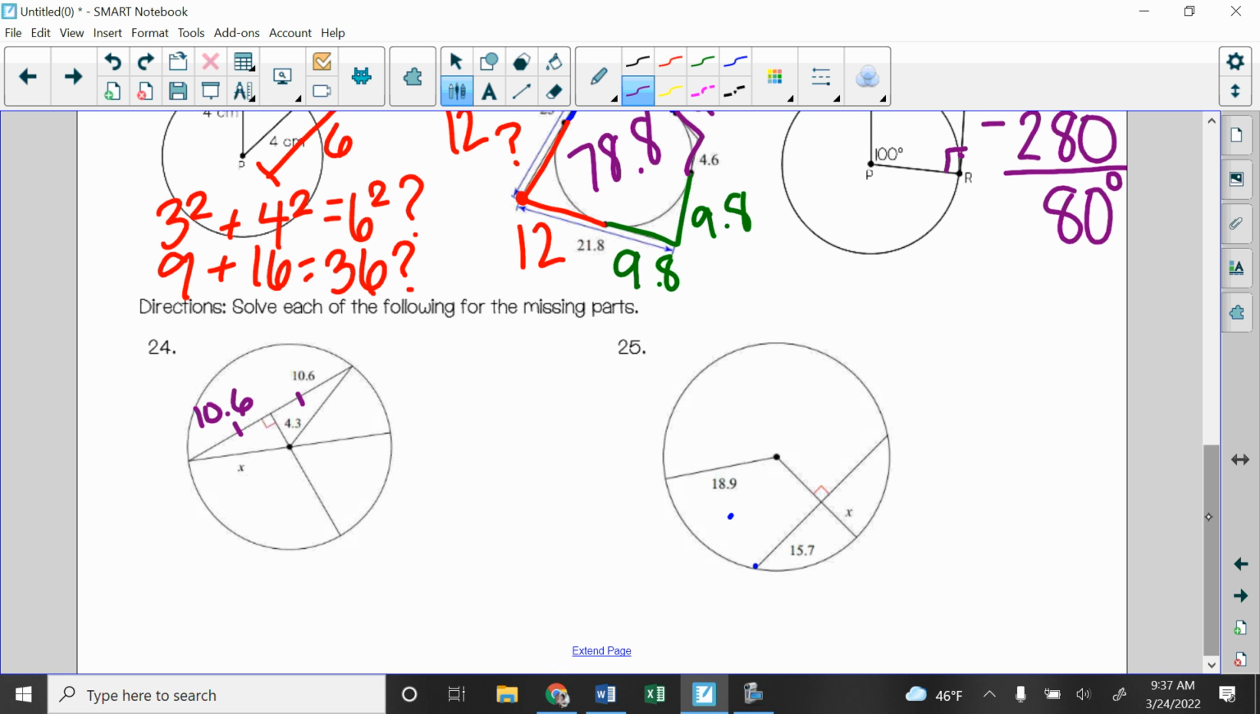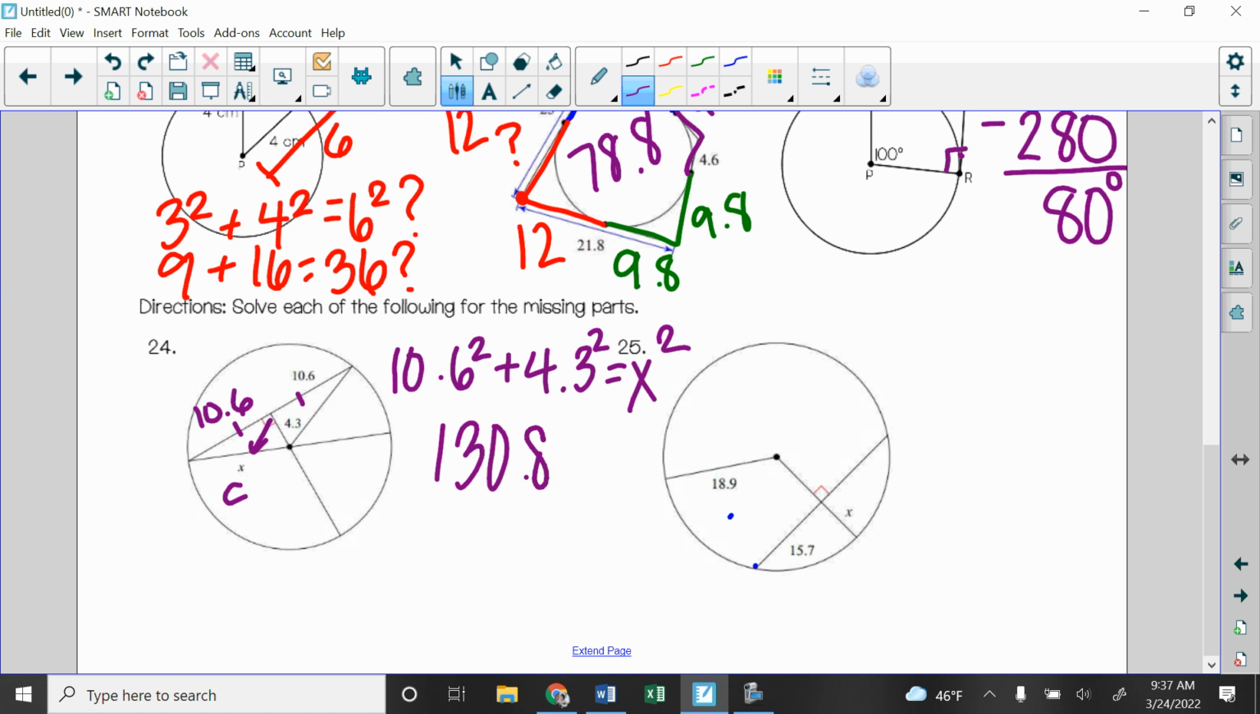Okay, so those two have to be the same, and then to find your missing segment, you can just do the Pythagorean theorem. Just a reminder, C is always across from your right angle, so it looks like 10.6 squared plus 4.3 squared equals x squared. What do you get when you square and add it together? 130 point something. When you take the square root, I believe you get 11.4.